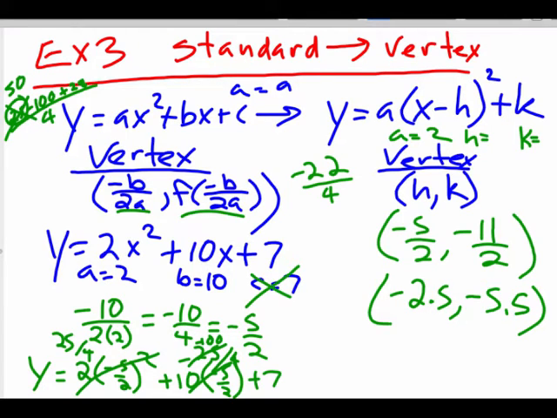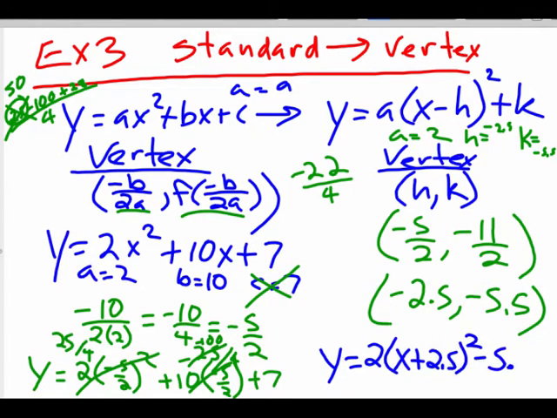All right, so let's see. Yeah, so now we did a lot of work, but what did we figure out? The h and k. So we know that h is negative 2.5, and k is negative 5.5, right? So the new equation is y equals 2 times x, and then we're going to minus h, so it'd be plus 2.5, squared, and then minus 5.5.